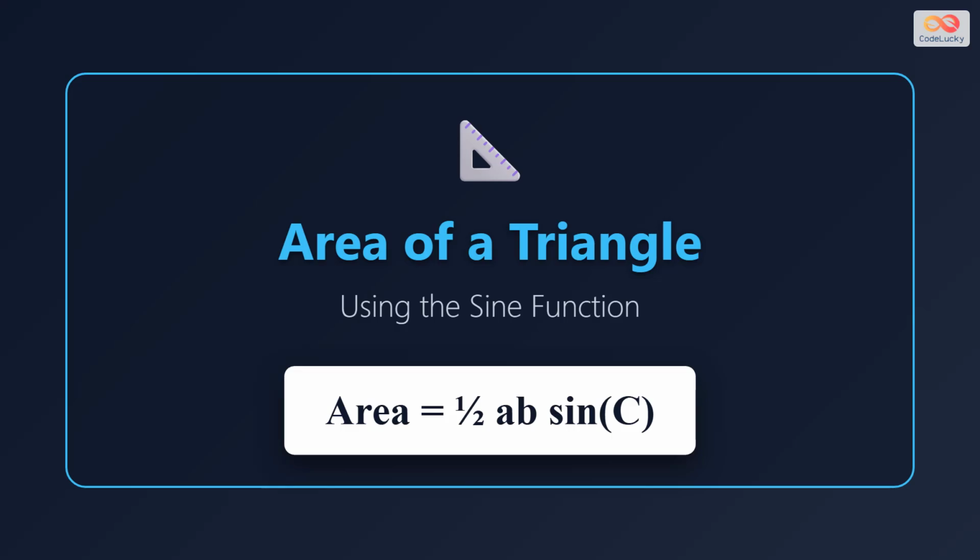Welcome to this lesson on finding the area of a triangle using trigonometry. While you might be familiar with the standard base times height formula, today we will explore a powerful alternative that uses the sine function. This method is incredibly useful in geometry and trigonometry when the vertical height is not explicitly given.